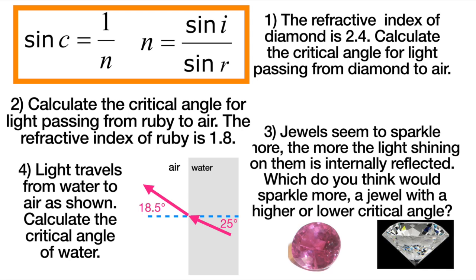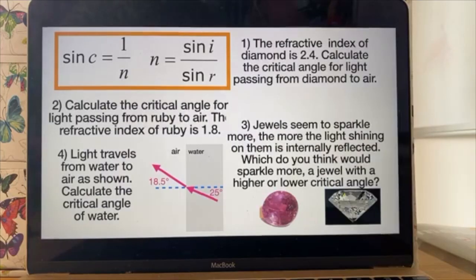And question 4, because some people love the maths and we don't do as much maths as we really should, to be honest. We don't do as much maths as we would if you were in the classroom with me, because it is quite hard to teach like this. Question 4 is: light travels from water to air as shown. So it's going from water at an angle of 25 degrees out into air where the angle of refraction is 18.5 degrees. Can you calculate the critical angle of water given that information?